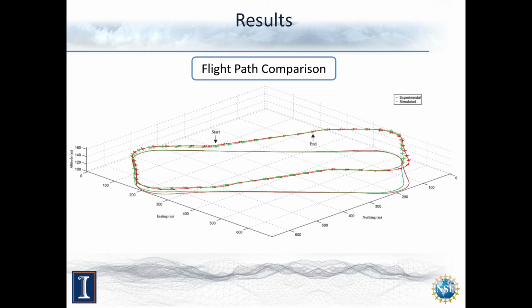A 3D comparison of the flight path shows the experimental flight path in red and a simulated flight path in green. The aircraft is plotted at 6 times scale and every 2 seconds. There is an excellent correlation, with the only notable deviation seen in the bottom right corner, which is likely due to wind.